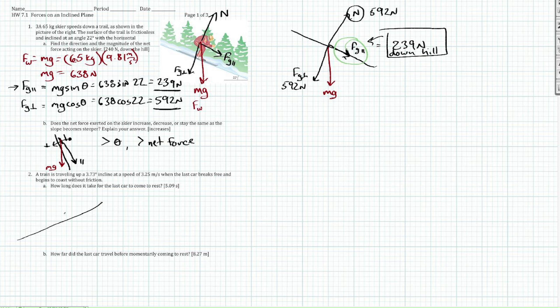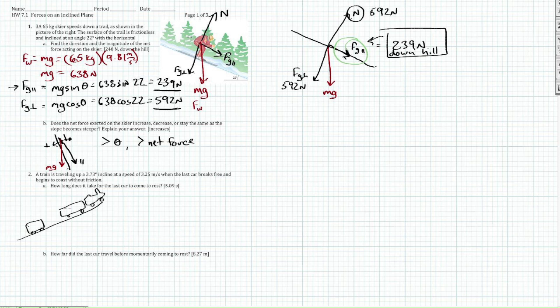So the rest of the train, so all these cars up here, and you might say there's our engine pulling everything, have gone up the hill. But this car has broken free and begins to coast. Oh gosh, dropped my pen.